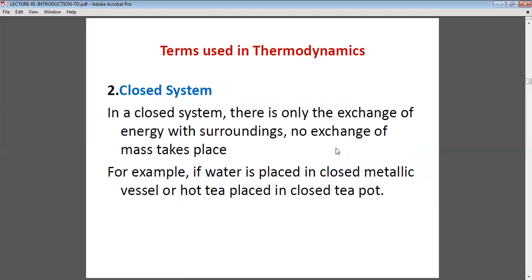For example, if water is placed in a closed vessel and you place a lid, the vapor touches the lid and goes back into the vessel. That means there is no evaporation of water, and no mass going out of the cup or vessel. Only the heat can be sensed with our hands. So there is only energy transfer from or to the system, and if there is no mass transfer, then we will say that the system is a closed system.